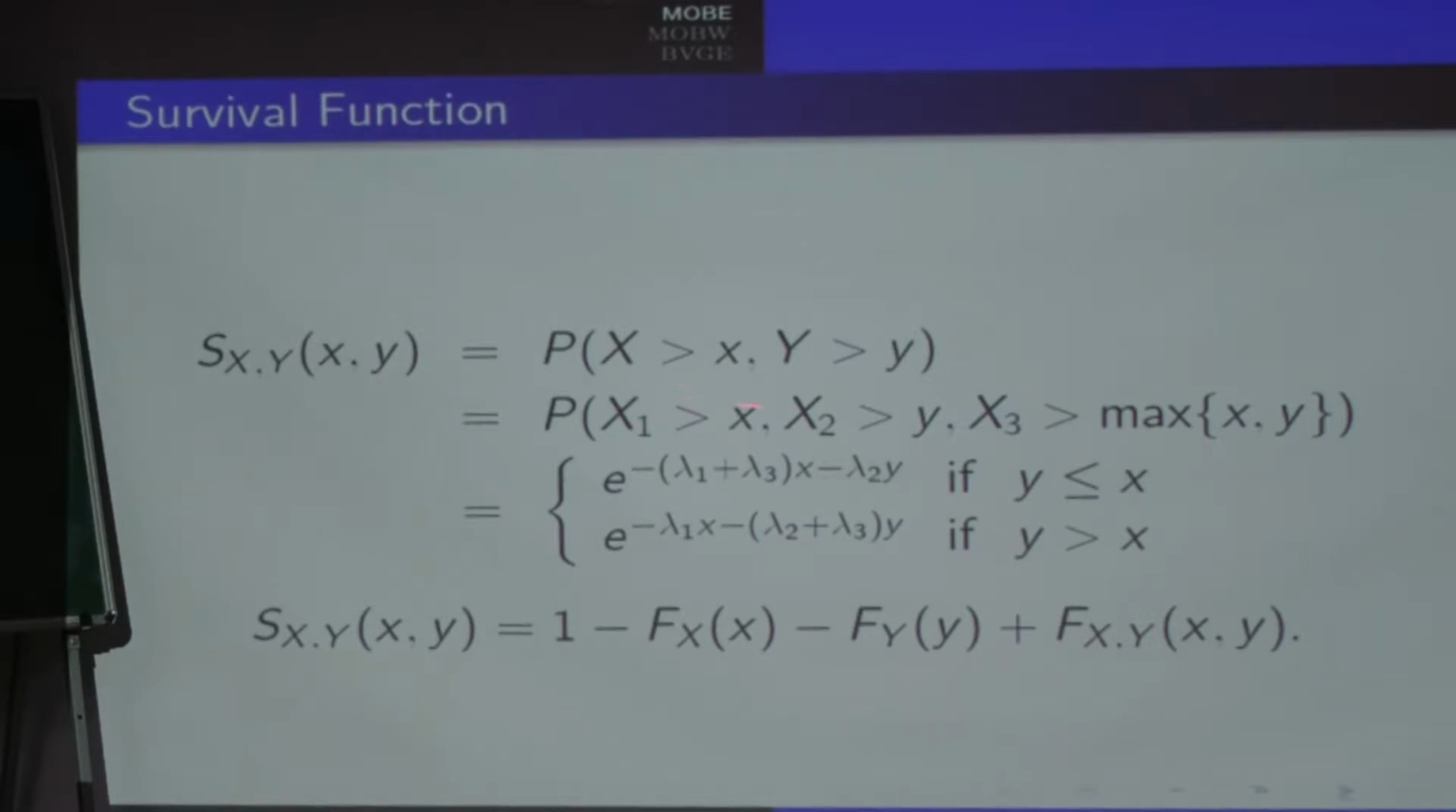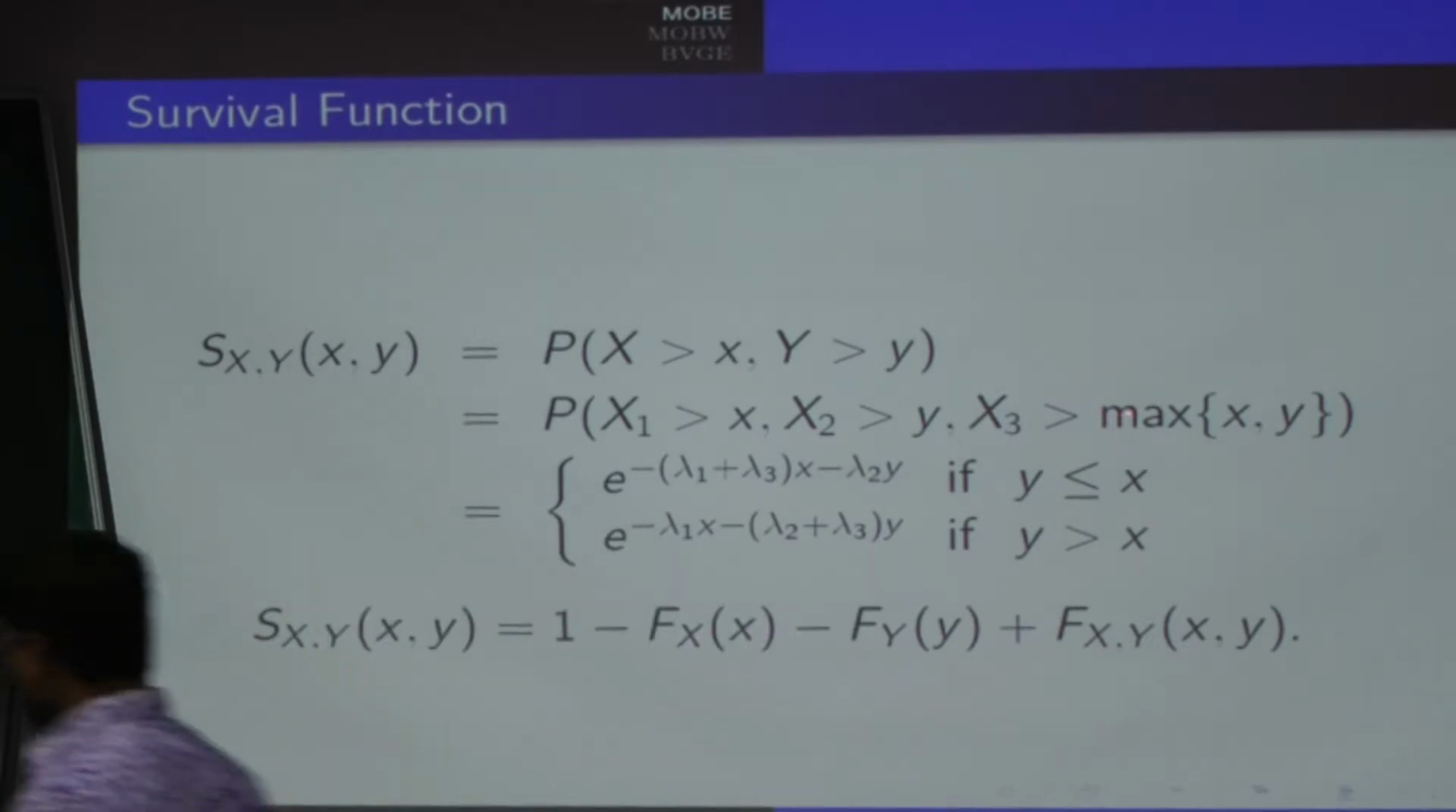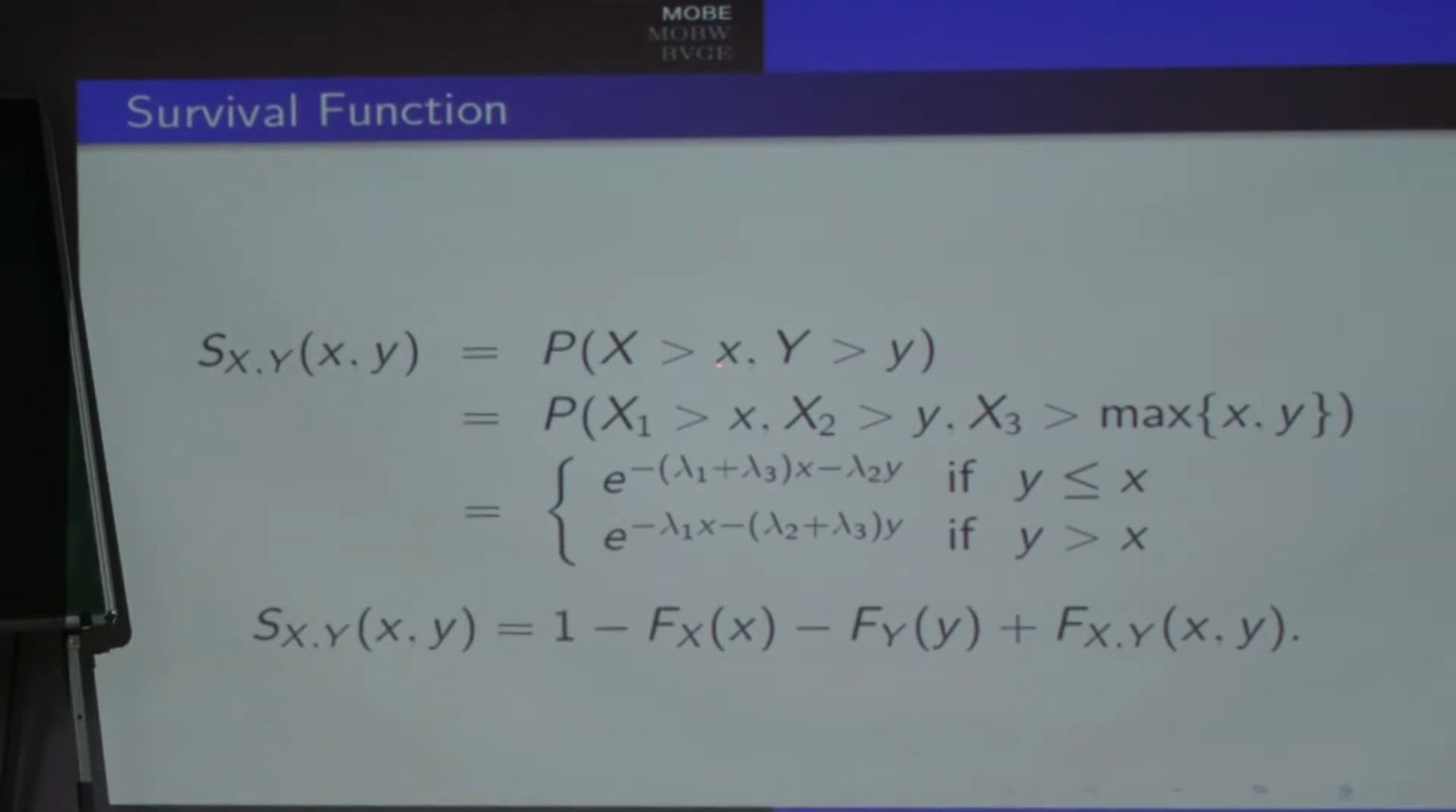So therefore x1 has to be greater than x, x2 has to be greater than y, and x3 has to be greater than the maximum of x and y. Because x3 has to be greater than x, and x3 also has to be greater than y, so x3 has to be greater than the maximum of x and y. Exactly the same calculations. They are all independent, and therefore it is simply the product of the three, which is e to the power negative lambda 1 x, times e to the power negative lambda 2 y, times e to the power negative lambda 3 times the maximum of x and y.